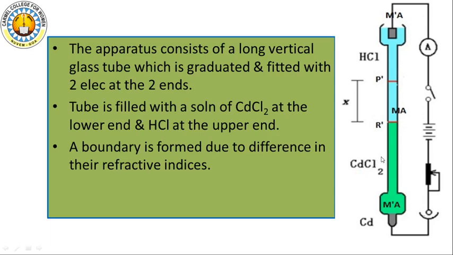The apparatus consists of a long vertical glass tube which is graduated and fitted with two electrodes at the two ends. You have two electrodes at both the ends of this long glass tube, and we have two electrolytes. The electrodes are dipped in these two electrolytes. The tube is filled with a solution of cadmium chloride at the lower end and HCl at the upper end. A boundary is formed due to the difference in their refractive indices.